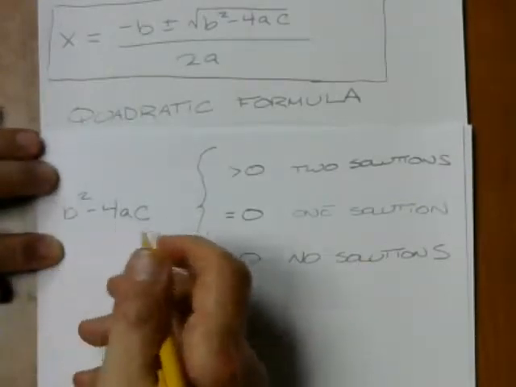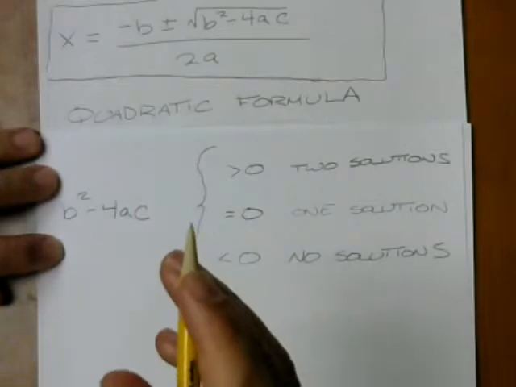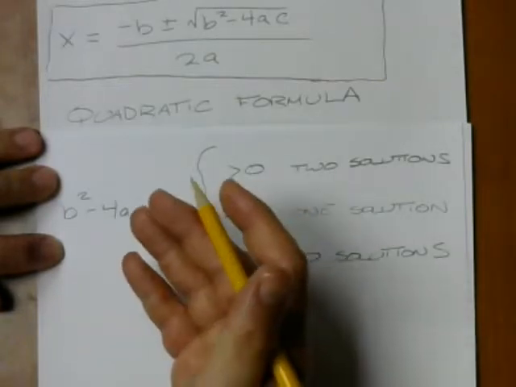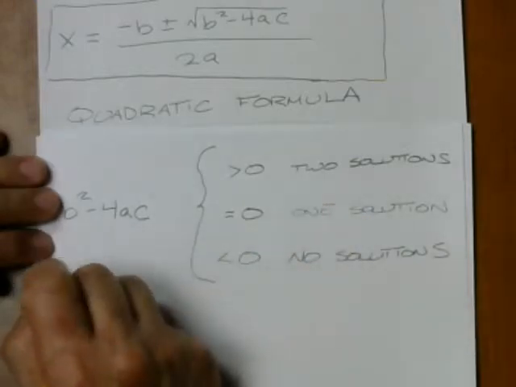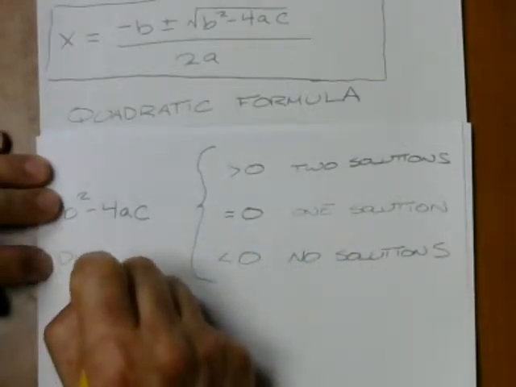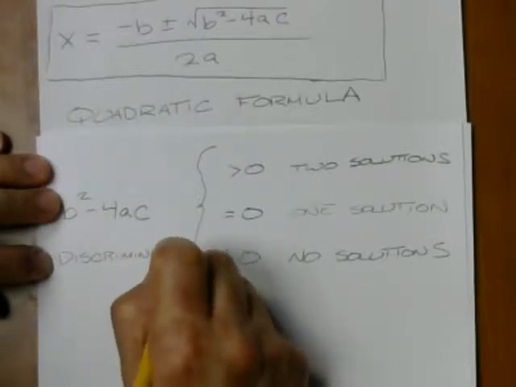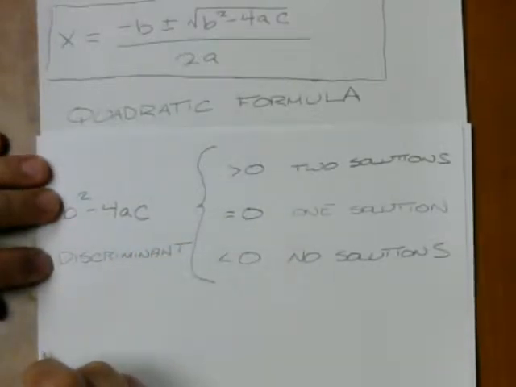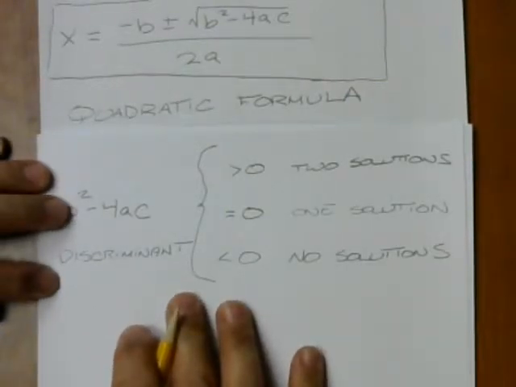So we want to give this a name because it's a handy way to tell right off the bat whether or not a quadratic equation will have 0, 1, or 2 solutions. Discriminant, or the discriminant, is what we call it. Okay. We'll focus a little more on that in a moment.